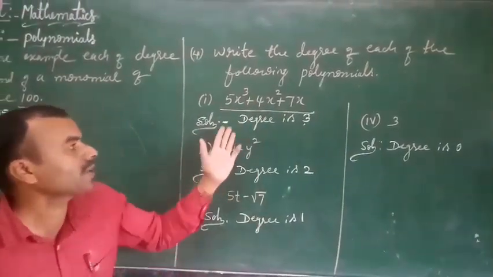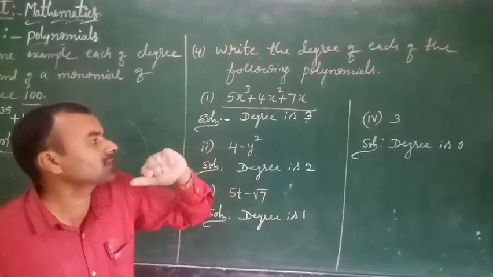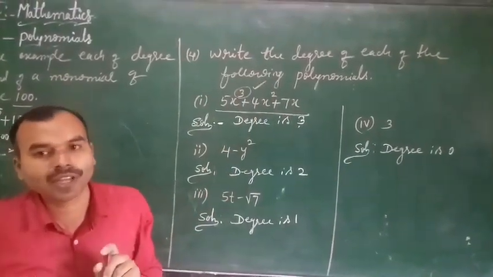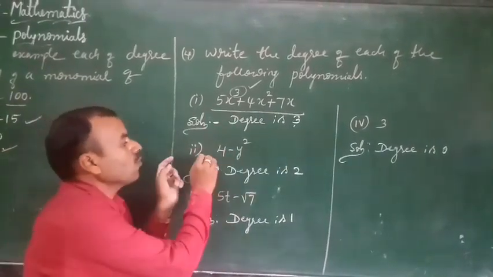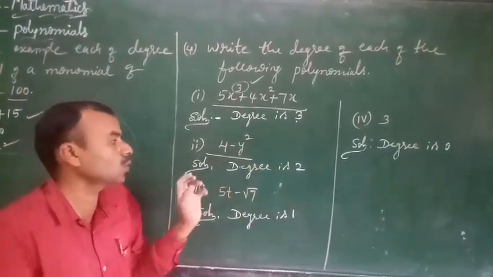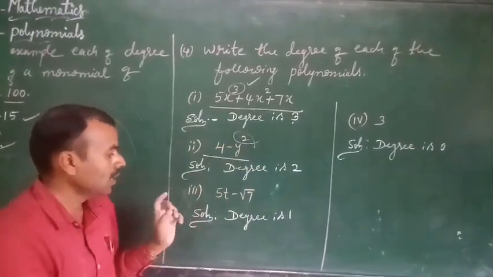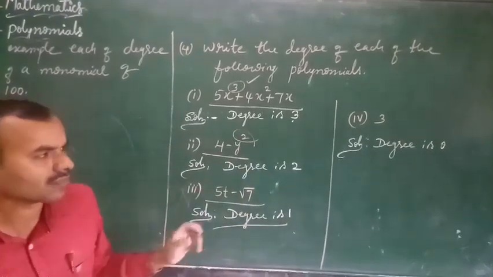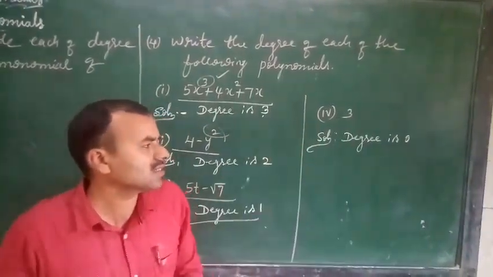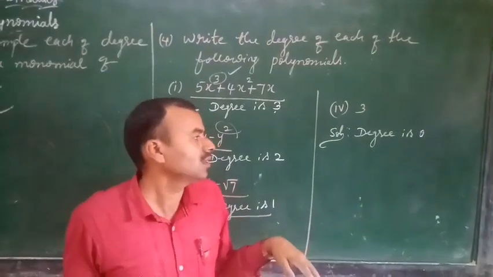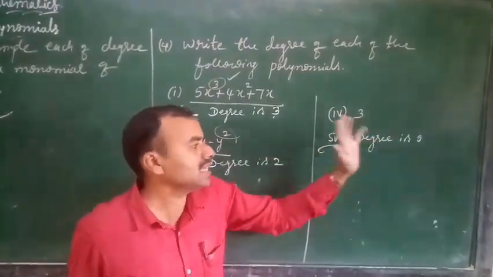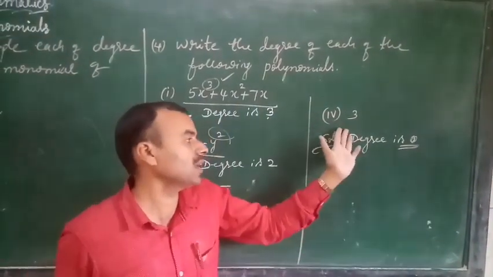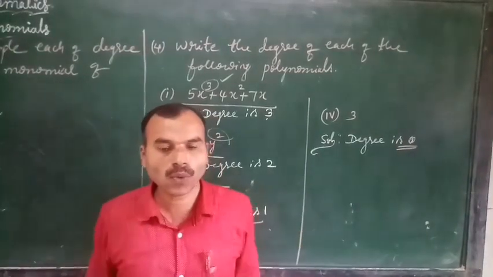Fourth one, write the degree of each of the following polynomials. First one, 5x cube plus 4x square plus 7x. Degree is 3, the highest power of the variable is 3. In 4 minus y square, degree is 2, highest power is 2. 5t minus root 7, here degree is 1. Fourth one, 3, it is a constant. So there is no variable, so degree is 0. If there is a constant polynomial, degree is 0.